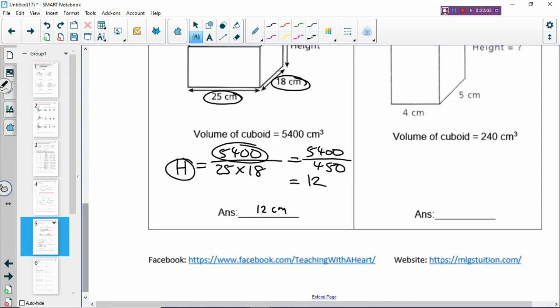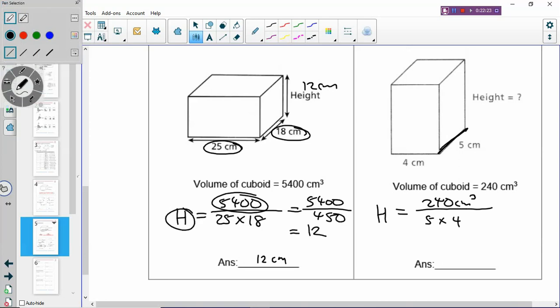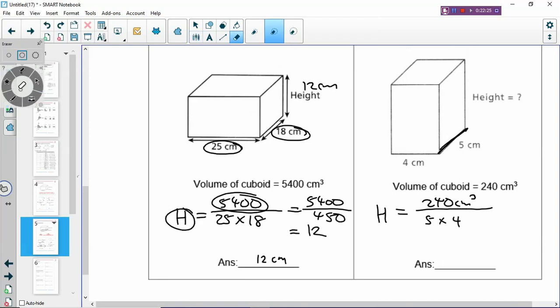So how do you find the height of this cuboid? So again, you remember your formula, which is height is equal to the volume of the cuboid, which is 240 cm cube, divided by length times breadth, where the length is the longer side, which is the bigger number, and 5 times 4. Okay, 5 times 4. So once again, let me leave out the unit sign so that we are consistent, right?